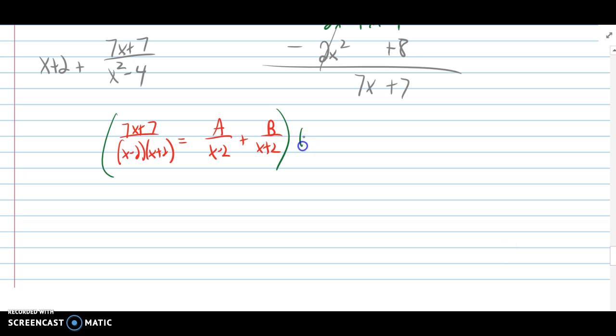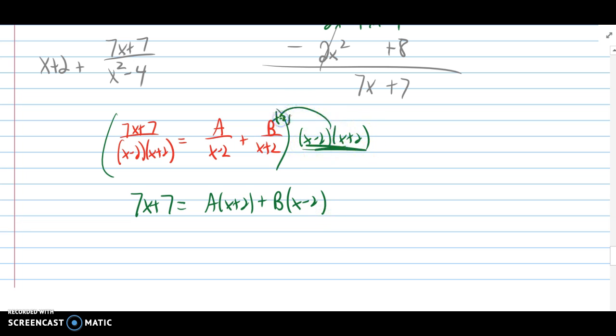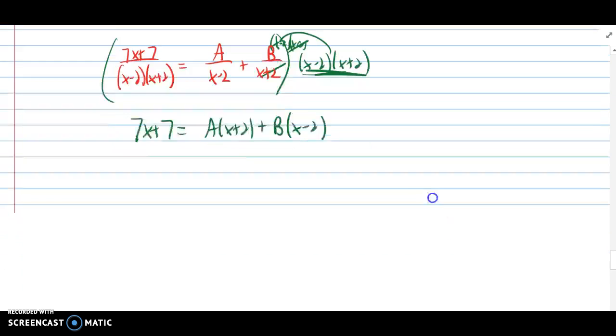Multiply everything by x minus 2 times x plus 2. It's going to make the denominators on the left side totally cancel out. This a is essentially then going to be multiplied by x plus 2 because the x minus 2's would eliminate each other, plus b times x minus 2. Again, if we distribute this, times x minus 2, x plus 2, the x plus 2's would eliminate. We'd essentially get b times x minus 2.